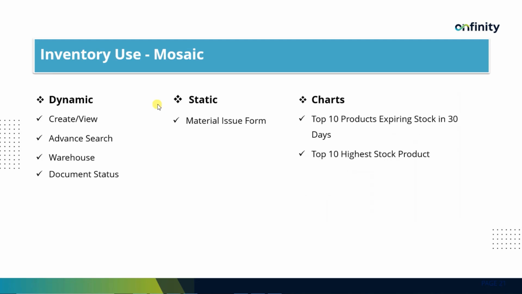Our next topic is the inventory use mosaics, which we had already seen earlier on the landing page of the inventory use screen. From the Create View mosaic, we can directly view all records or create a new one. The Advanced Search mosaic allows us to apply filters, while Warehouse and Document Status mosaics help us narrow down documents more precisely. We can also open the Material Issue form directly from its mosaic. And finally, we have analytical charts, such as the top 10 products expiring in 30 days and the top 10 highest stock products, that give us a clear snapshot for analysis.